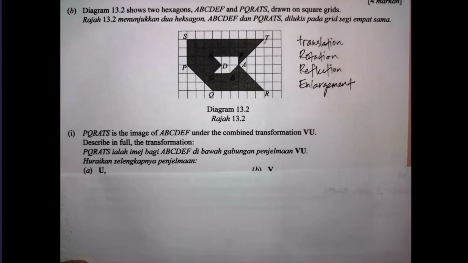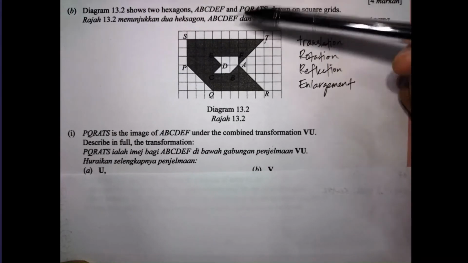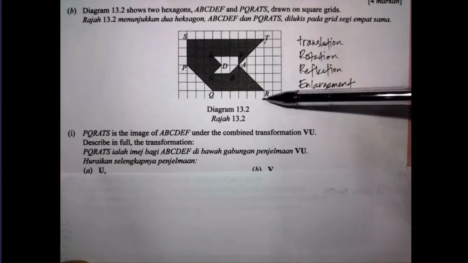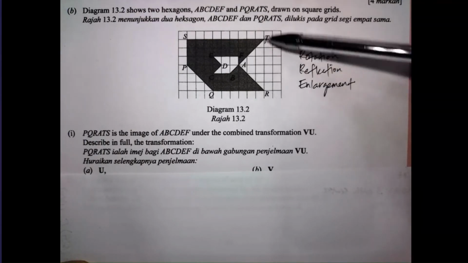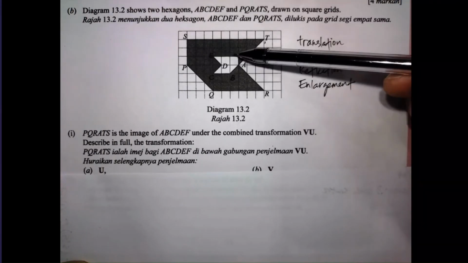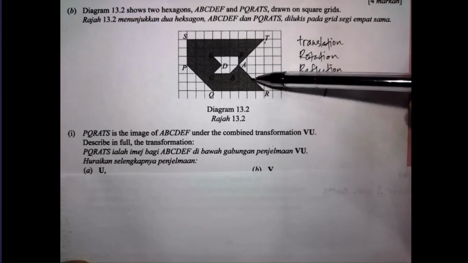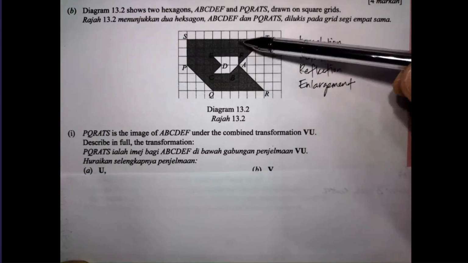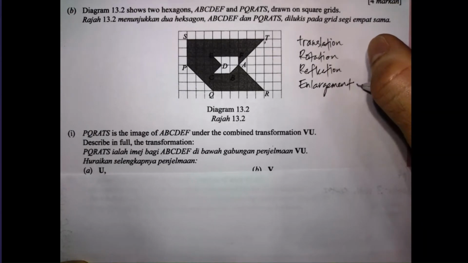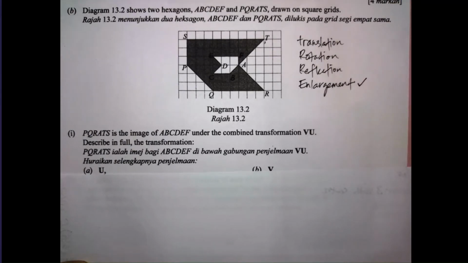So we have to guess which are the transformations involved for these questions to transform the object ABCDEF to become PQRSTU. What you can see here is that the object is a smaller one, so the image becomes bigger in size. Small becomes big, so there must be enlargement, because among these 4, only the enlargement can produce a bigger image.